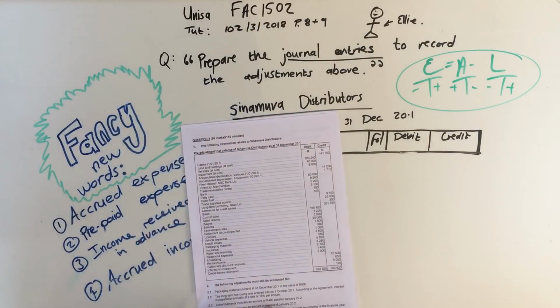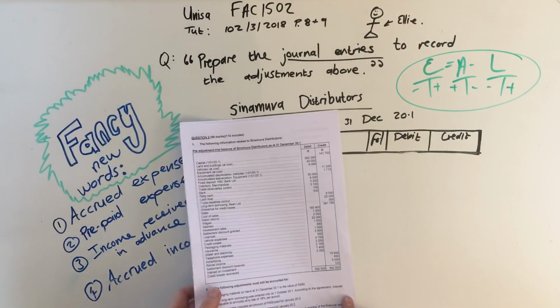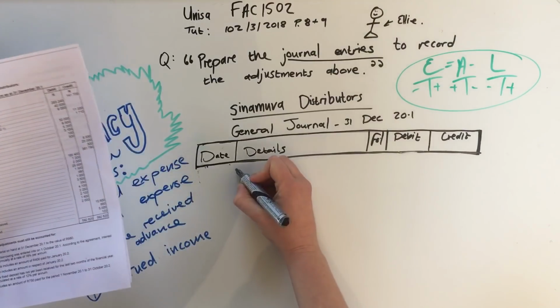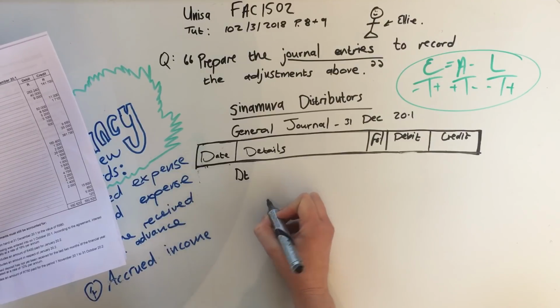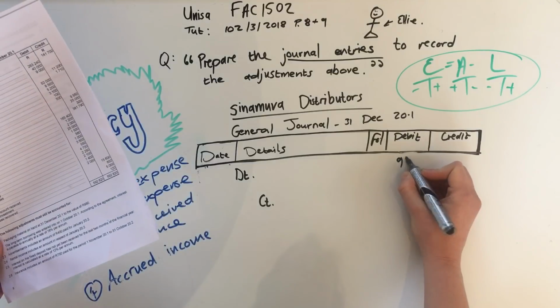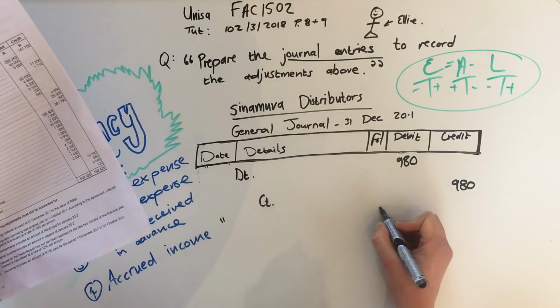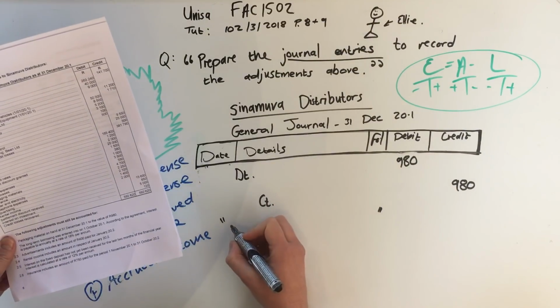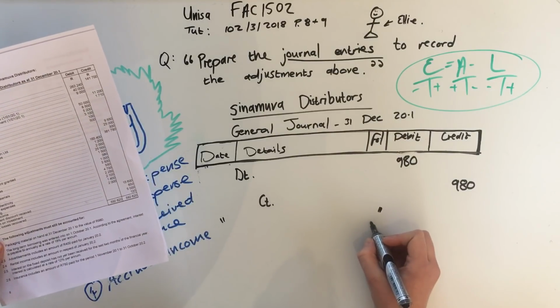The very first one says, packaging material on hand at the end of the year to the value of 980 Rand. In the general journal, you'll always write the debit first, then you'll have a little tab, open space over there, and then you'll write the credit, and you'll have the amount on this side, which in this case will be 980 and 980, and then you'll have a little description of why you did what you did. So this description will be packaging material on hand as at 31 December.